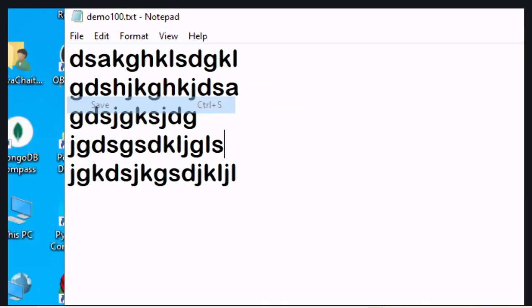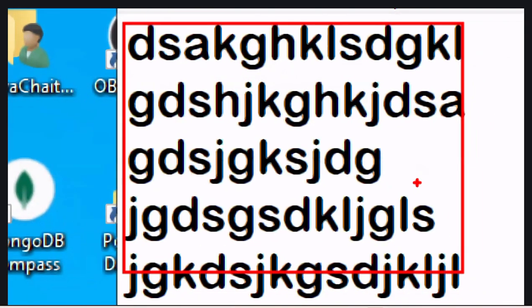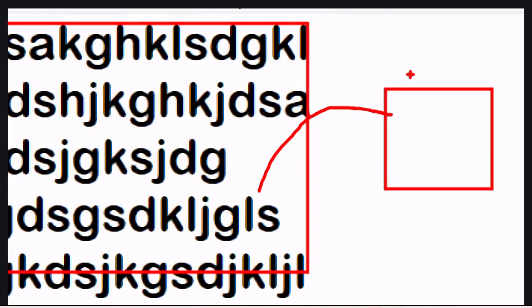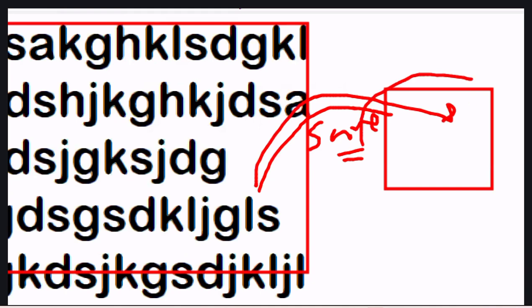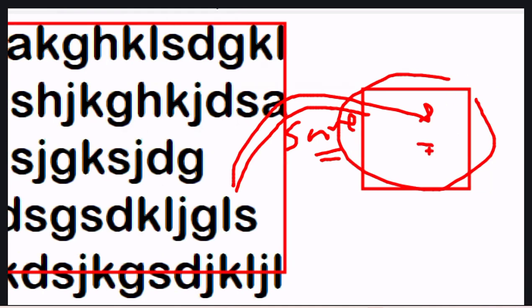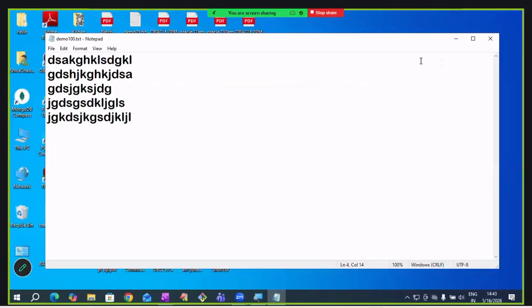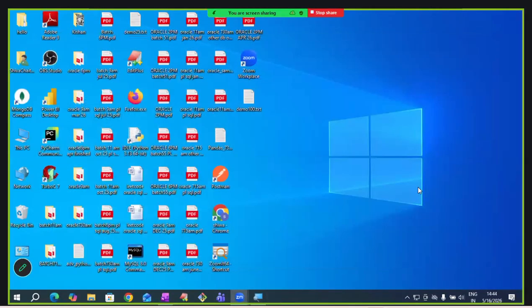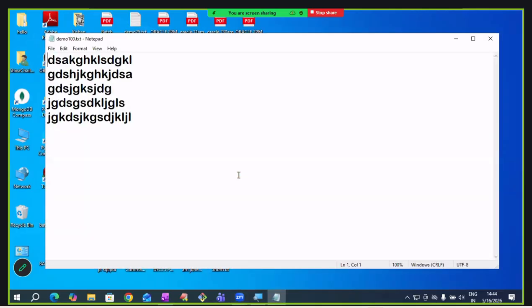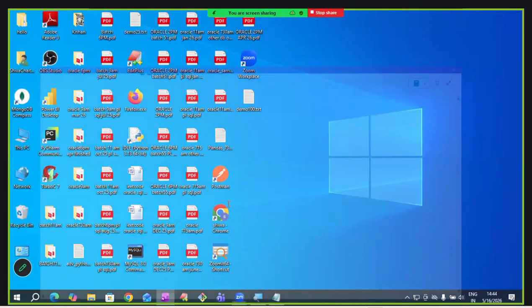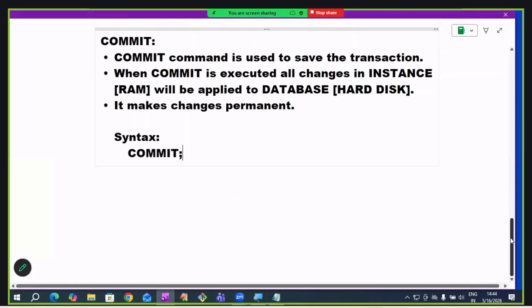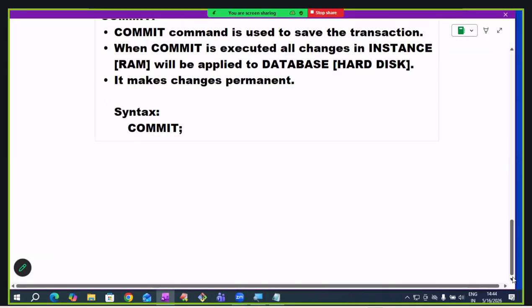When the save option is selected here, this data in the RAM is moved to the hard disk. Now it is saved. When this save command is executed, this data in the RAM is moved to the file in the hard disk. Now the data is saved permanently. Now if I close this window, no problem. Tomorrow I can refer to this one. Okay, so just like in the notepad, the save option is there. In our Oracle SQL, to save the transaction, it is providing what, sir? Commit. When the commit command is executed, what happens?